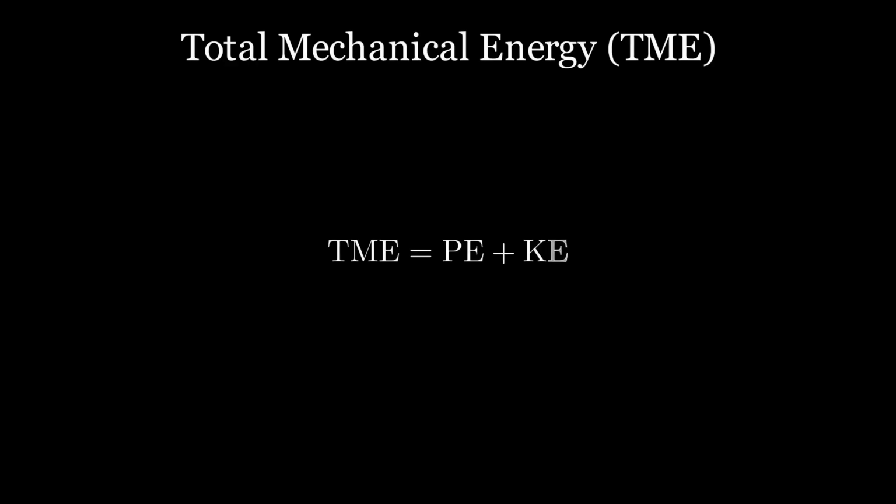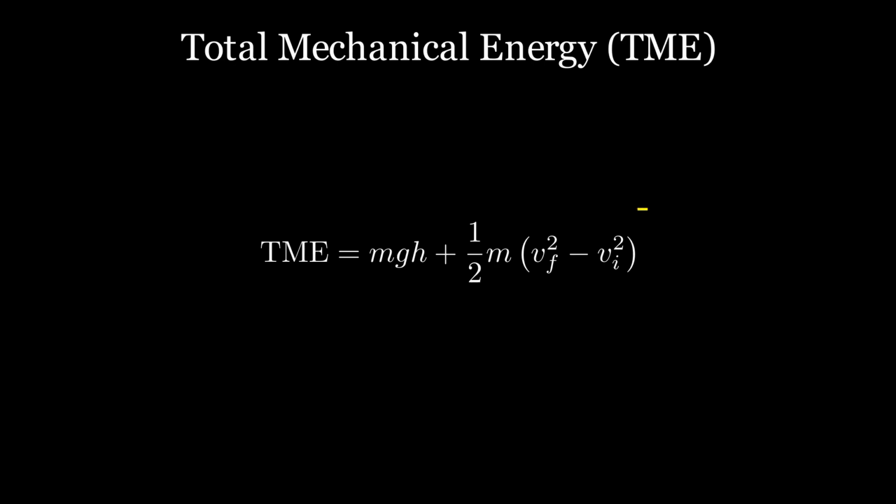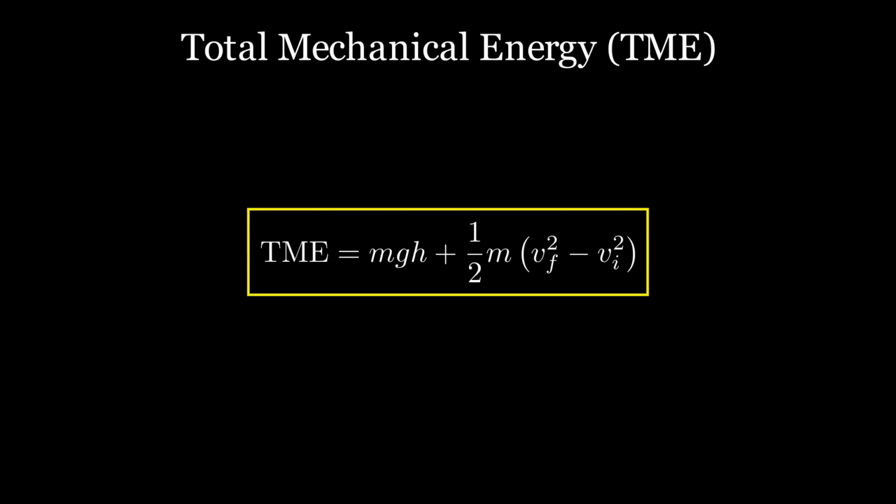Total mechanical energy. TME is the sum of potential energy and kinetic energy. Substituting the equations for potential and kinetic energy. This is the total mechanical energy of an object.